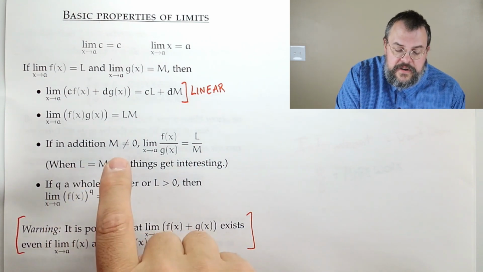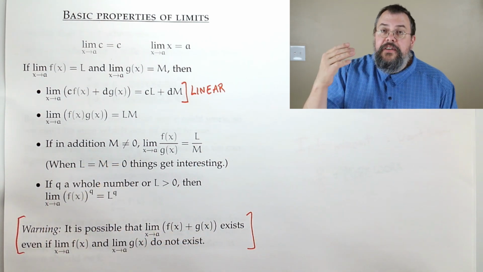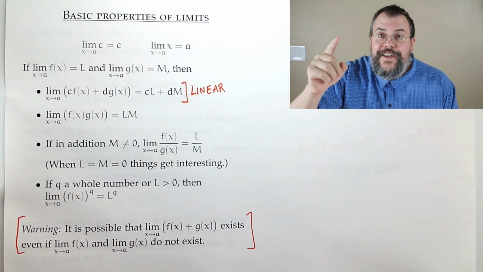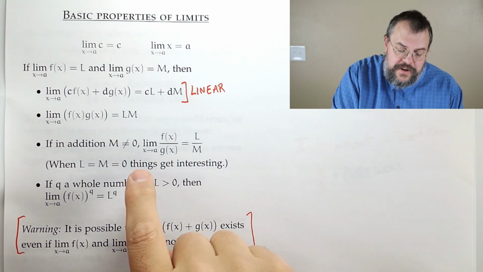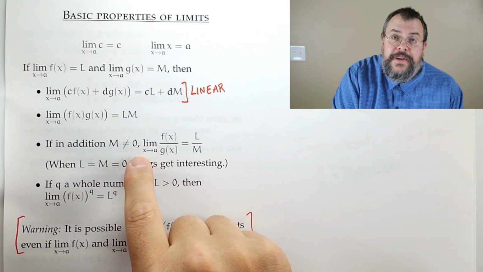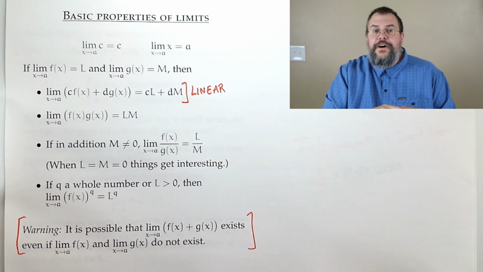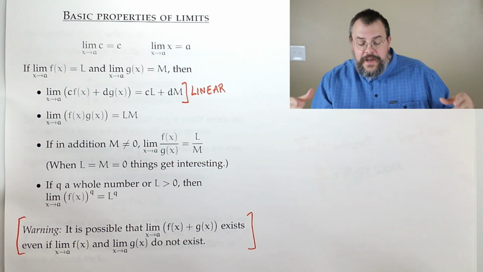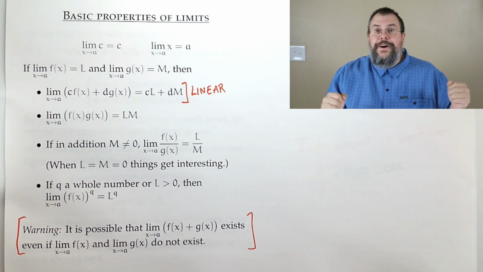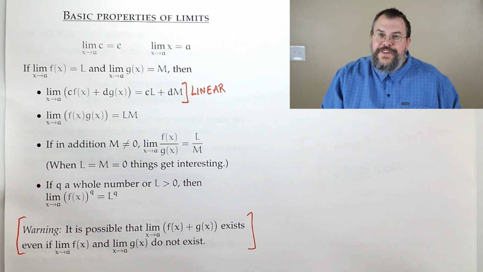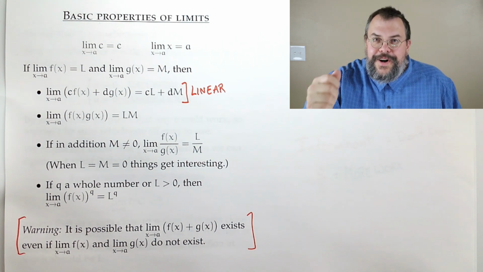Now, what about division? Well, the answer is it does exactly what you think, unless, of course, the denominator is 0. When the denominator is 0, all bets are off because we don't know. And the really interesting case, of course, is 0 over 0. And when you see 0 over 0, more work.